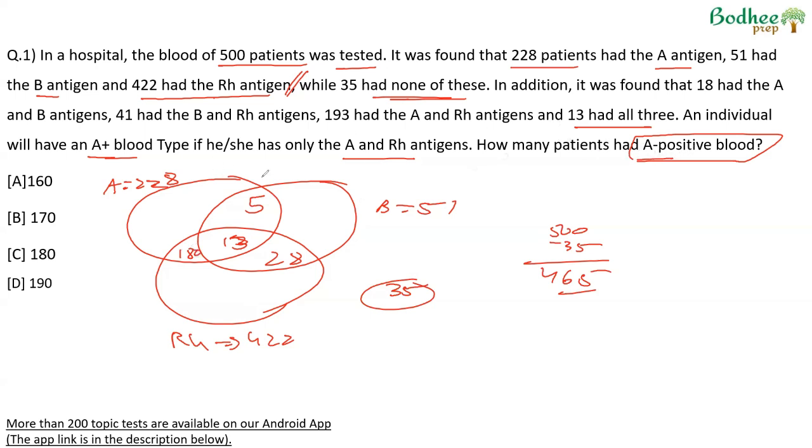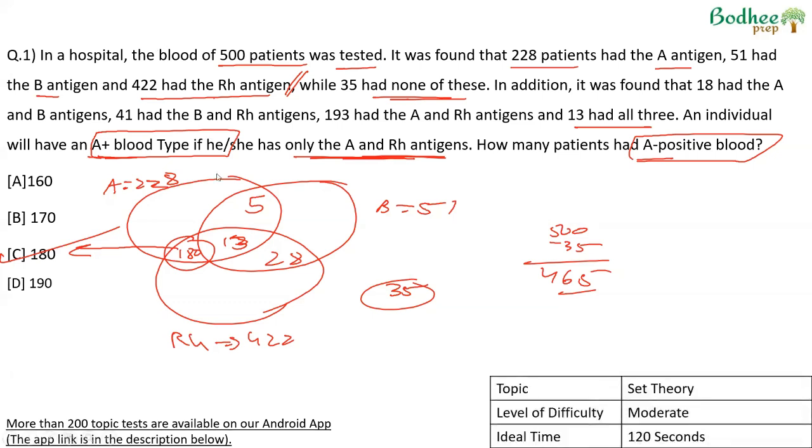We are looking at A positive, which is A plus, A and RH. It has only the A and RH. Okay, so it is very clear from here that only A and RH antigen is these 180 people. So A positive will be option C. 180 becomes my answer. In terms of level of difficulty, I'd say easy to moderate, 1.5 to 2 minutes to solve. All we do is make the Venn diagram and get the answer.